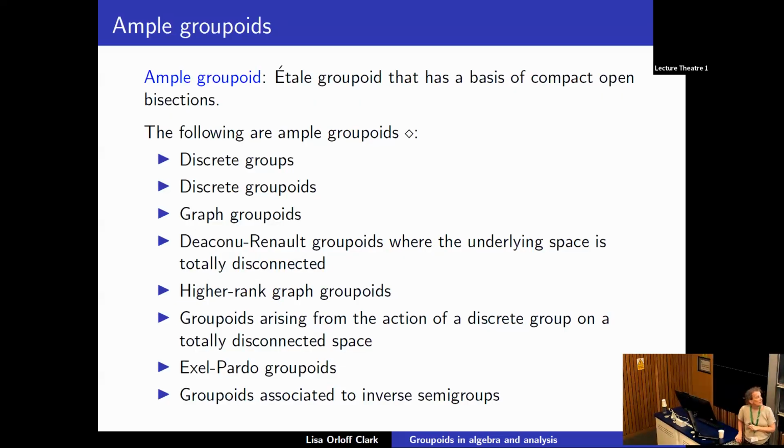All right, so in algebra, we're going to be talking about the Steinberg algebra of a groupoid. And that requires us to restrict what groupoids we look at. So we don't want just étale, we want what's called ample. I don't know if these came up yesterday. I don't think they did.